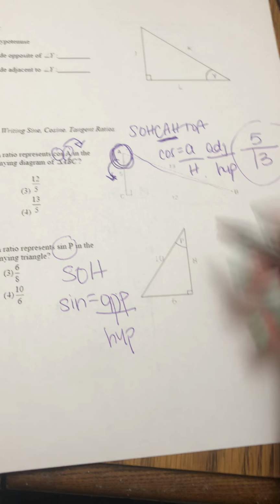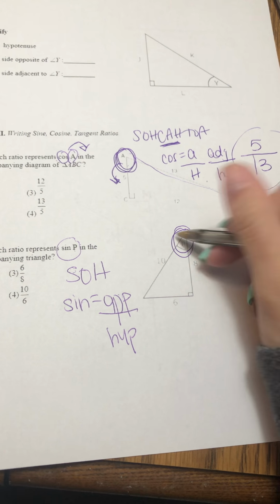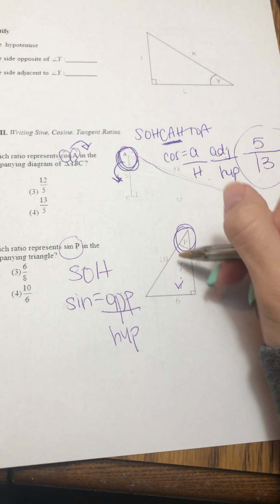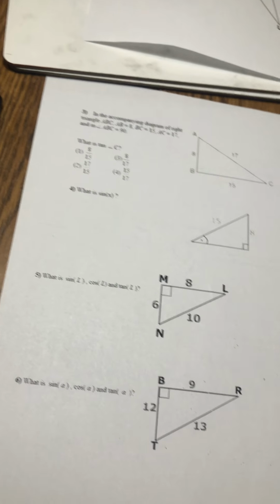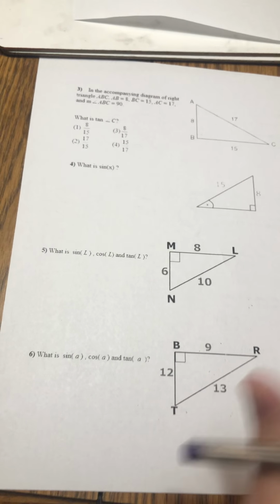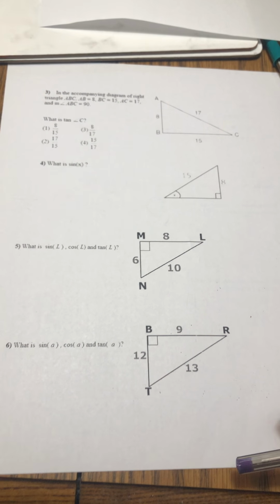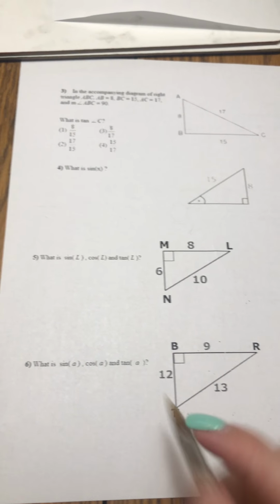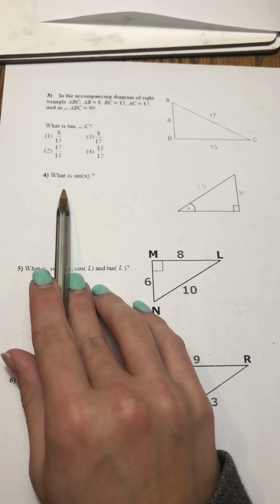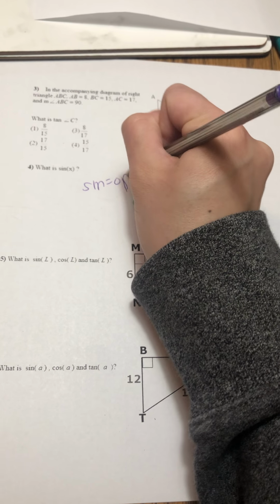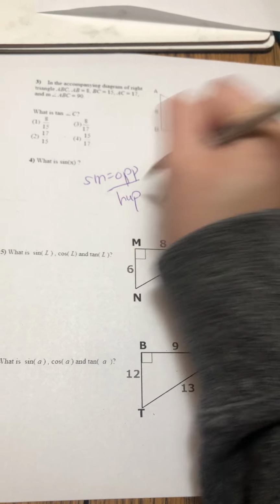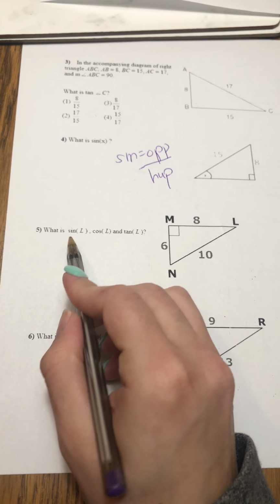So again, looking at angle P, what is opposite and what's the hypotenuse? So you're trying to look for that ratio. This is just ratios. I want to see if we can find the opposite, the hypotenuse, and the adjacent. Okay? Same thing for 3. Sine of X, again, sine is opposite over hypotenuse. So find those two sides, find the ratio.